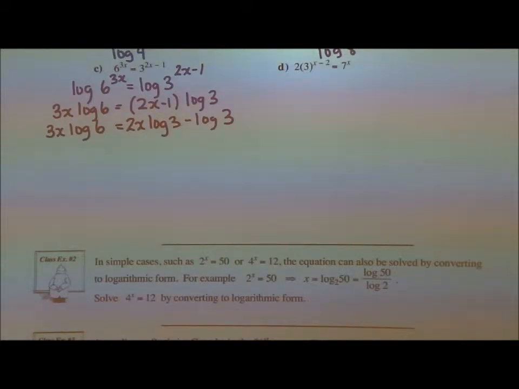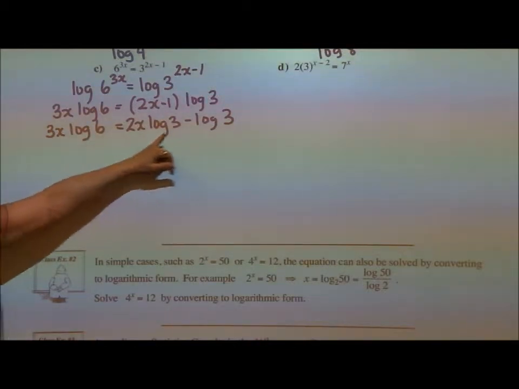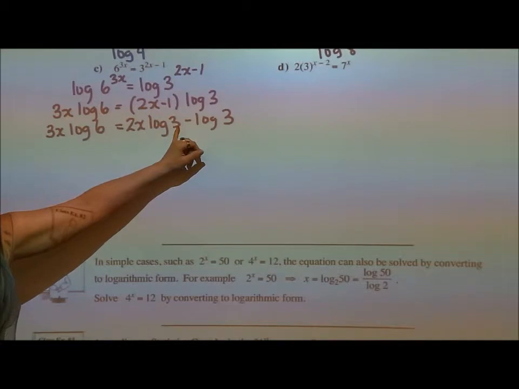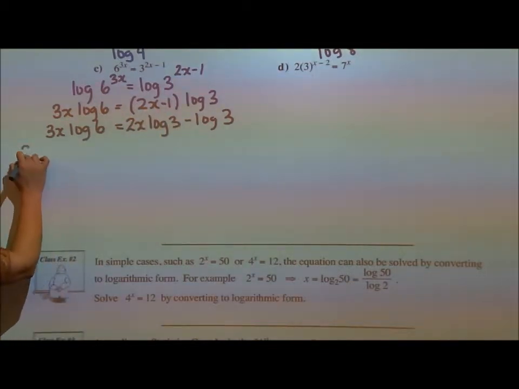What am I trying to determine? The value of x. I'm trying to find x. So what do I need to do in order to find x? Put all the x's on one side. So we need to move that 2x log 3 to the other side. How do I get rid of a 2x log 3? Subtract it. Okay?